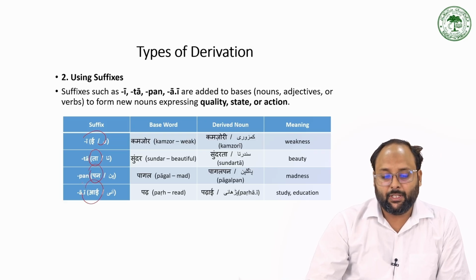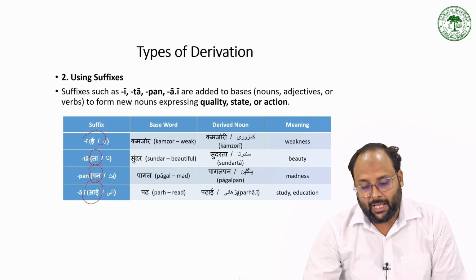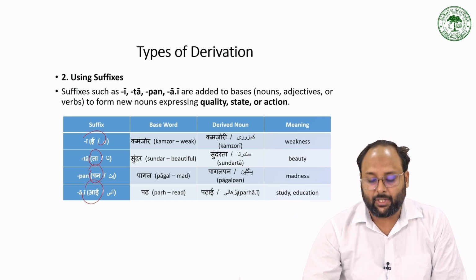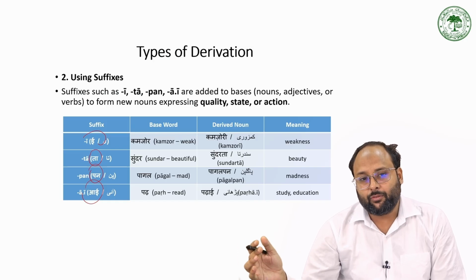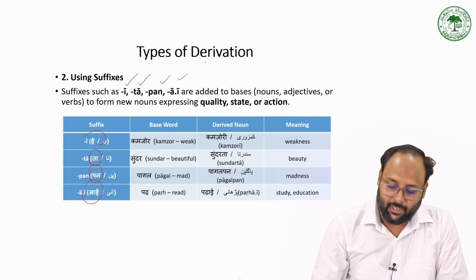So from the base word kamjor, we can derive the noun kamjori. And from sundar, we can create the noun sundarta. From pagal, we can create the noun pagalpan. From pad, we can create the noun padai. So these are the suffixes which are used to derive the noun. So we can derive lots of nouns, a list of nouns, on the basis of these suffixes e, ta, pan and I.